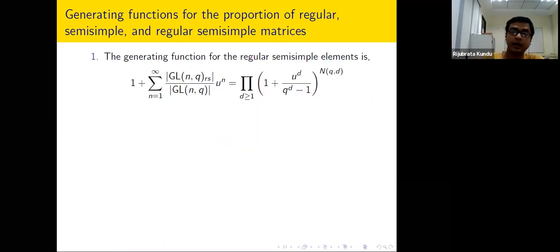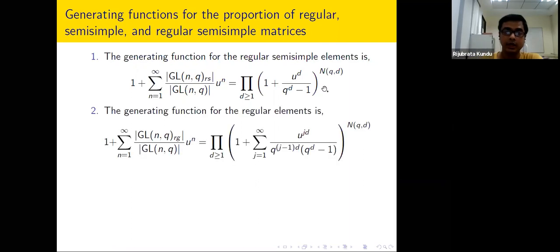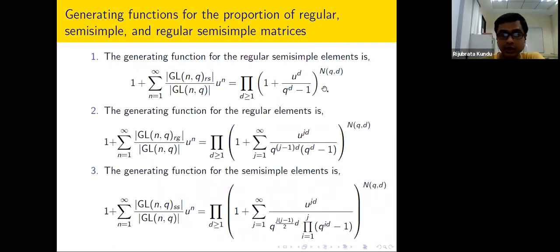Now we can use this combinatorial data to immediately write the generating functions for these elements. Here are the generating functions of the proportions of regular semisimple elements, regular elements, and semisimple elements. I will maybe explain the first one, which looks the most convenient to prove. The generating function for the proportion of regular semisimple elements in GL_n(q) is given by the following infinite product: the product over d greater than or equal to one of (1 + u^d/(q^d - 1)) to the power N_q(d). Recall that N_q(d) was the number of monic non-constant irreducible polynomials of degree d.